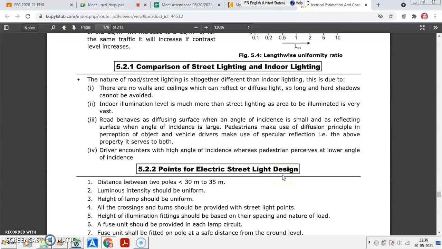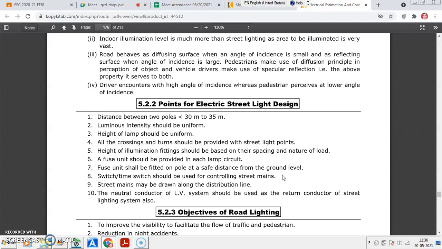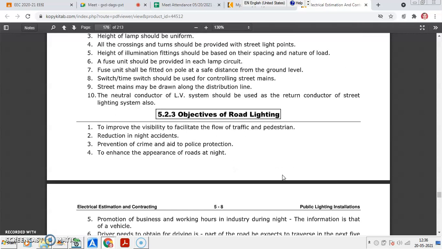Then we have discussed some major points regarding the street light design: distance between poles, luminous intensity, height of lamp, all crossings, turns, illumination at turns, height of illumination fittings, nature of load, fuse unit, then safe distance of fixing the fuse unit and switches, switch time, maybe auto or maybe manual, treatments running when overhead distribution is there, neutral conductor. So all these are the requirements we have seen.